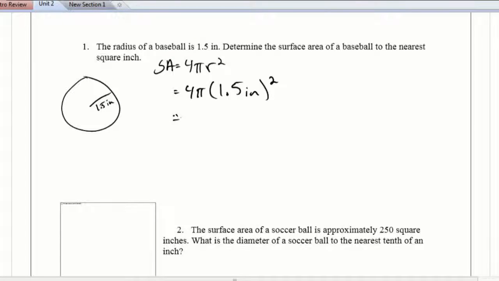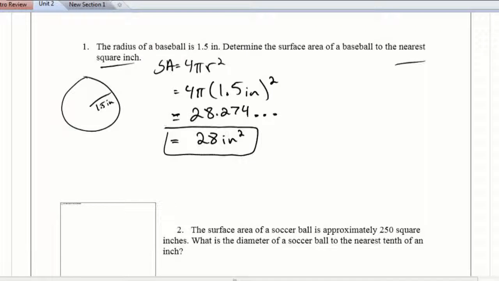So 1.5 times 1.5 times pi times 4. Just plugging it into your calculator, you should end up with 28.274. It asks for the nearest square inch, so we're just going to leave it as 28 inches squared. So nothing too earth-shattering there.